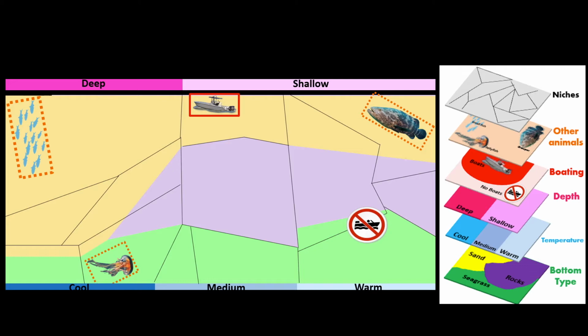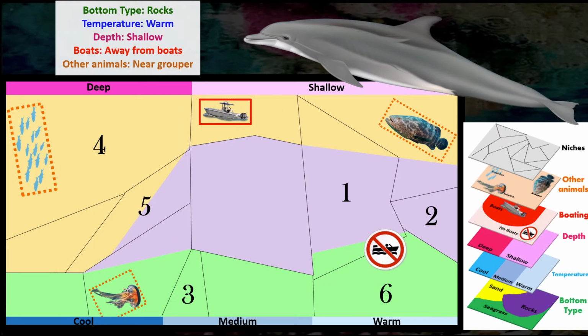So everybody oriented in the map now? Even if you get confused, that little diagram over on the side will be there all along to help you read our map. Now, first, we're going to practice this. We're going to do a practice with a group that we don't have. So that practice is going to be a dolphin. So let's imagine that all of us are dolphins right now. And that box up in the top shows you the requirements. You need to be over rocks. You need to be in warm water, shallow water, away from boats, and hopefully near the big grouper.